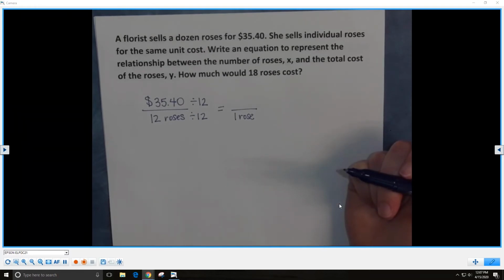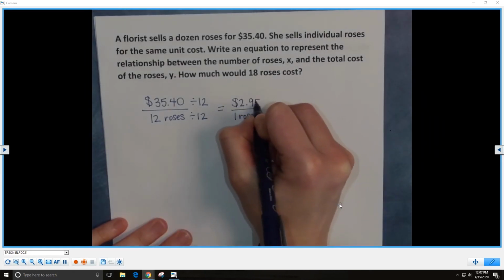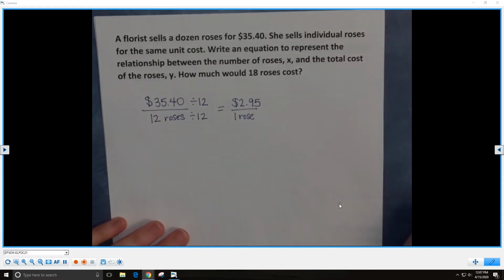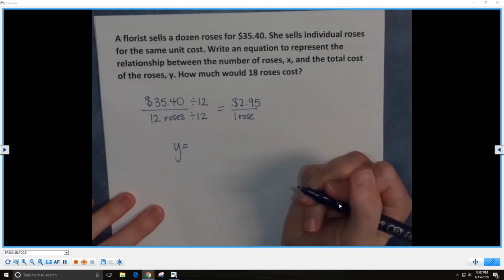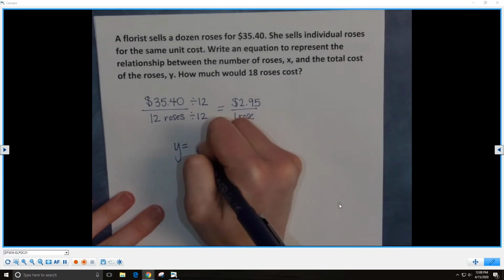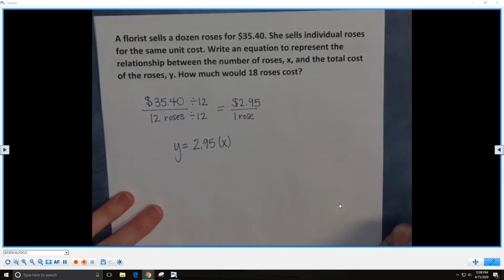Well, $35.40 divided by 12 is $2.95. So from this, we can tell that it's going to cost $2.95 per rose, and that is our constant of proportionality. The problem asks us to write an equation to represent the relationship between the number of roses, which is x, and the total cost of those roses, which is y. So if we're going to write our equation, y equals kx, k being the constant of proportionality, and that is $2.95 times x, and remember x is the number of roses.